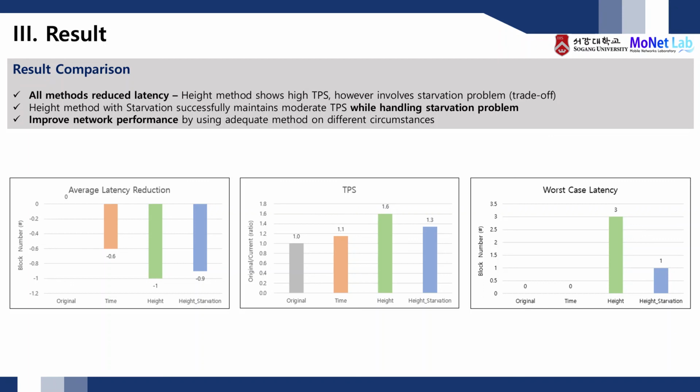On the other hand, time method showed the lowest enhancement of TPS by 10% increase, while showing great performance of 0 starvation. Height method with starvation showed medium performance of the 2 methods, successfully maintaining low starvation rate where no transactions passed beyond 2 block delays.